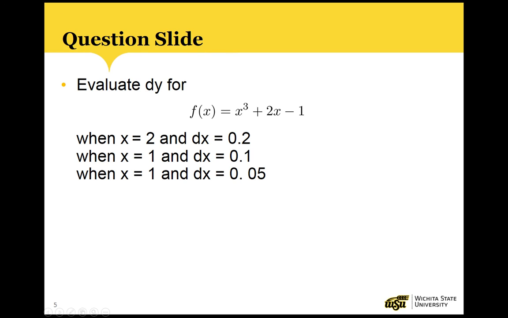All right, using what we've just discussed, I would like for you to evaluate dy in the following situations for f of x equals x cubed plus 2x minus 1: when x equals 2 and dx equals 0.2, when x equals 1 and dx equals 0.1, and when x equals 1 and dx equals 0.05.